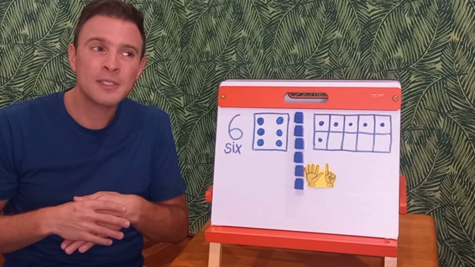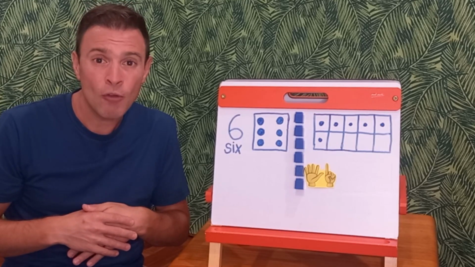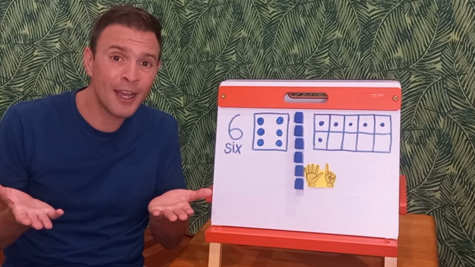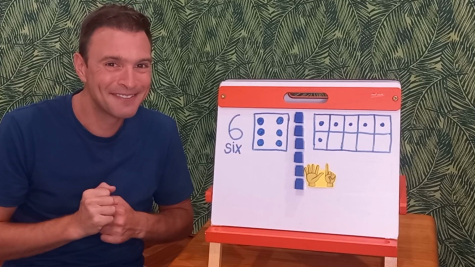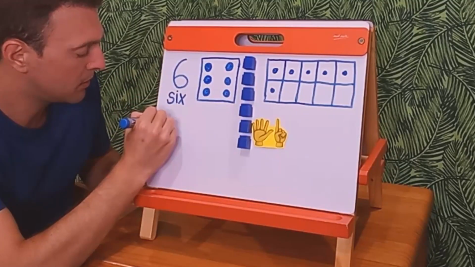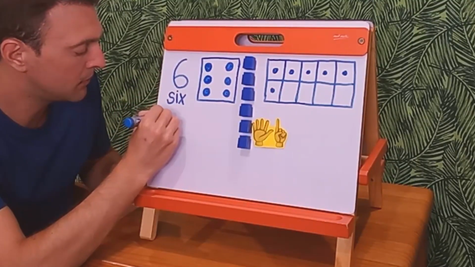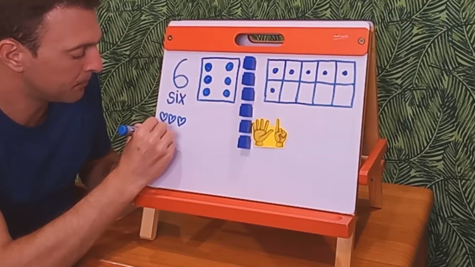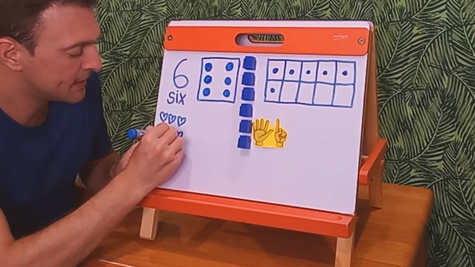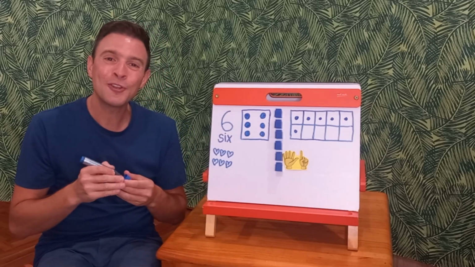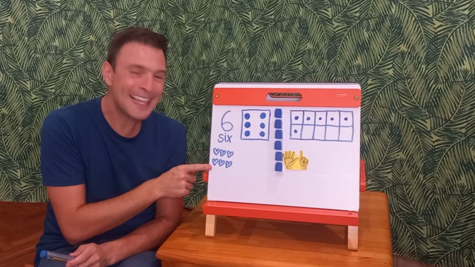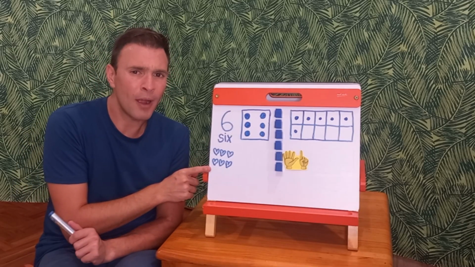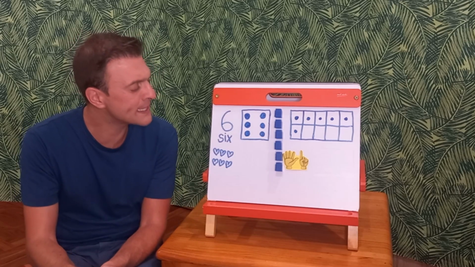I'm going to draw 6 hearts. Remember, you can choose any picture you like as long as you draw 6. 1, 2, 3, 4, 5, 6. I've drawn 2 rows of 3, and that makes 6. All right, I can see a few more spaces.